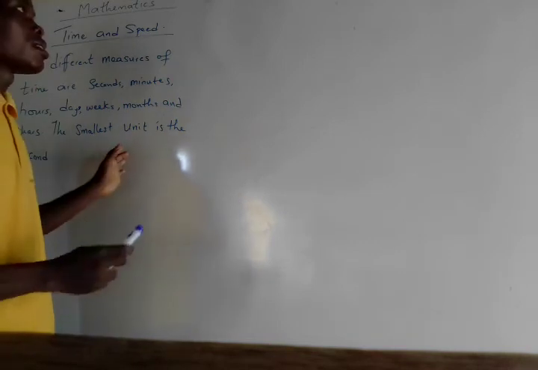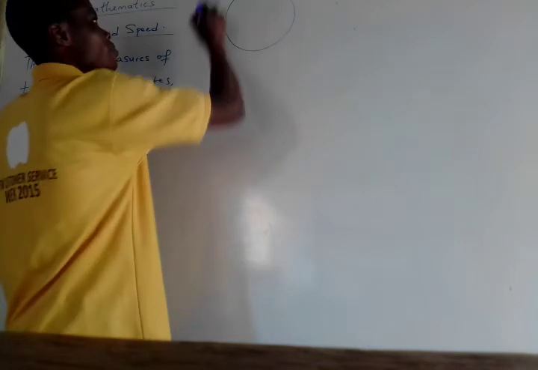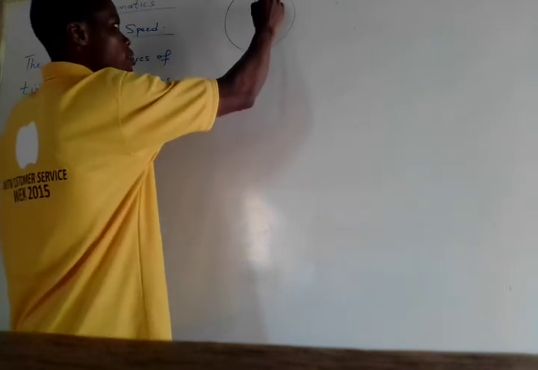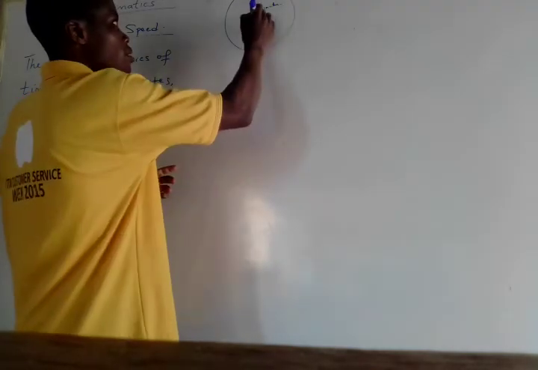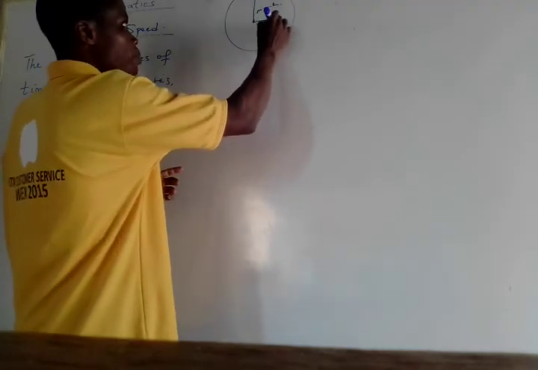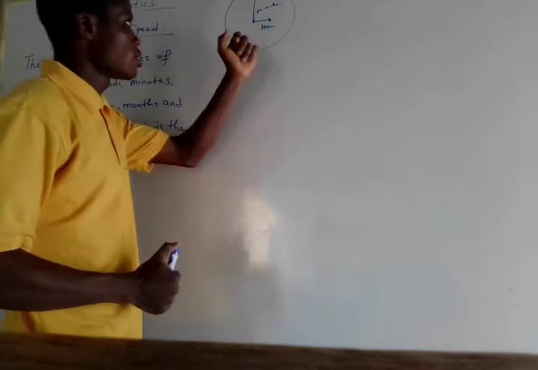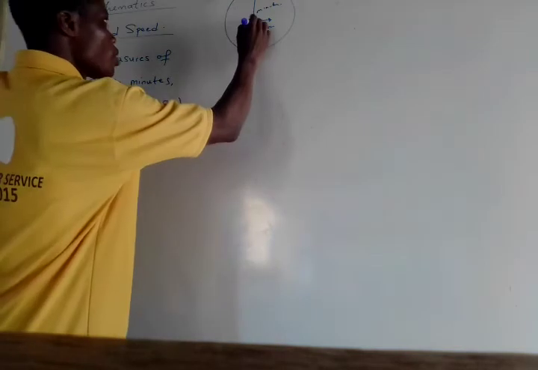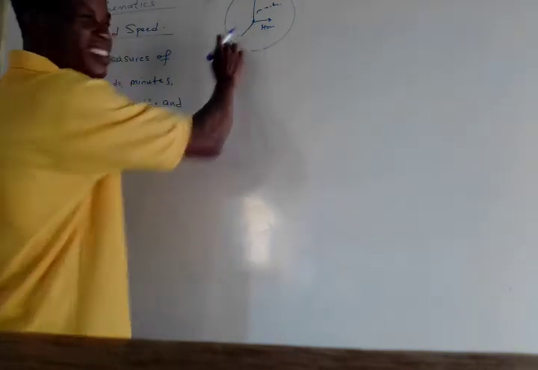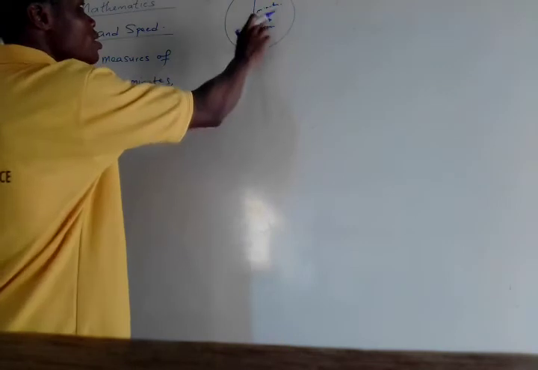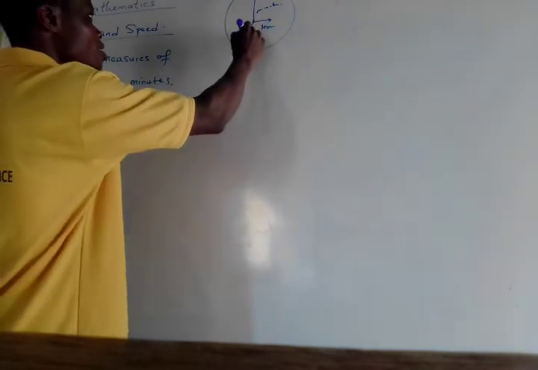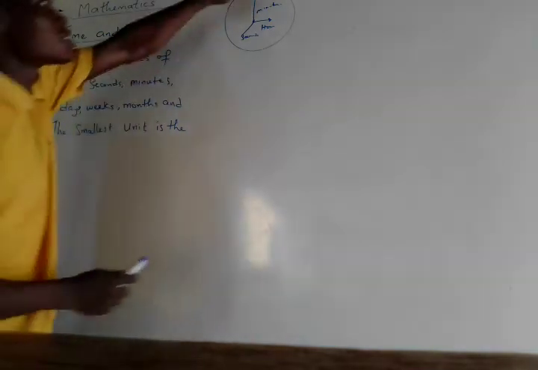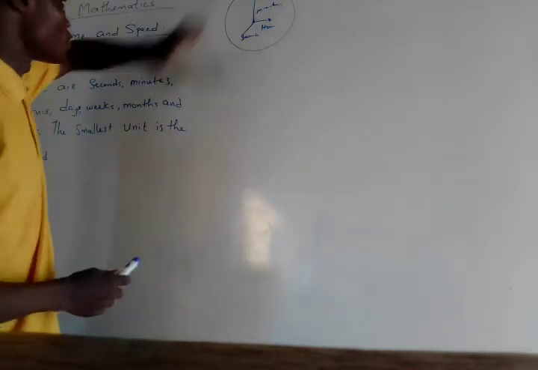That is why your wall clock has just two arms: the minute arm, which is the longer one, and the hour arm, which is the shorter one. The thinnest one, which moves around very quickly, is known as the second, showing that it is the smallest of all the time measures.